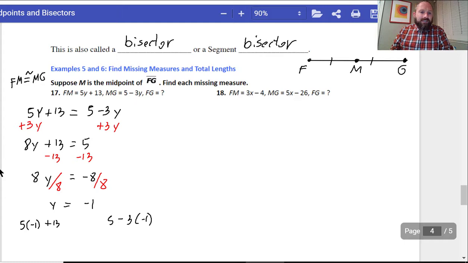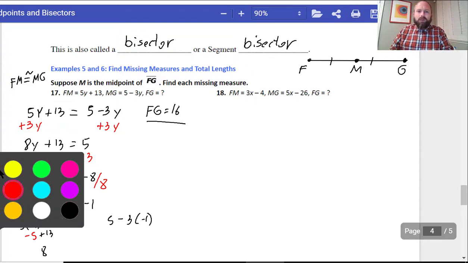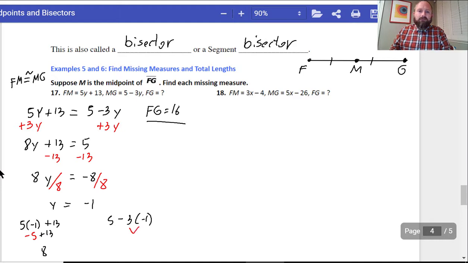If I get this, this would be negative 5. Add this together, we would get 8. So the total, times 2, would be 16. FG equals 16. Done. Well, what if you use the other one? Negative 3 times negative 1 is positive 3, and 5 plus 3 is 8. Times 2, we still get 16. So whichever one you like, you should use.